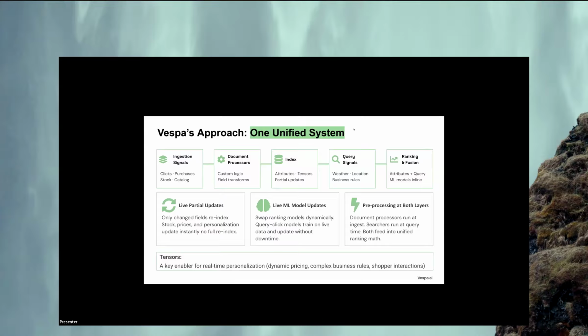Vespa also has attributes. Those attributes can be updated in real time, and these are signals that are truly live. And this includes the stock, the price, the click counters, personalization tensors, which can represent a user cohort behavior towards a product. And those can be updated in less than a second. The ranker will see the new value on the very next query.